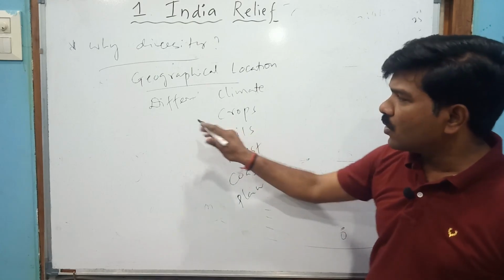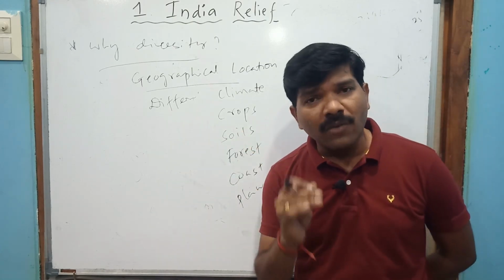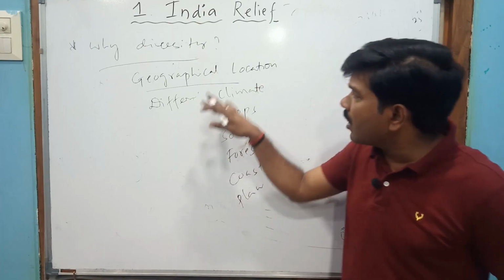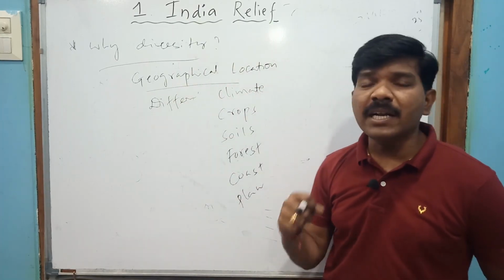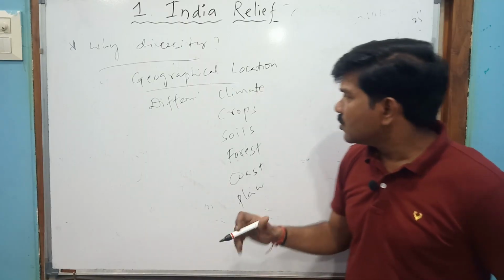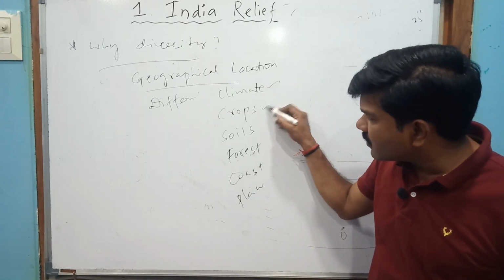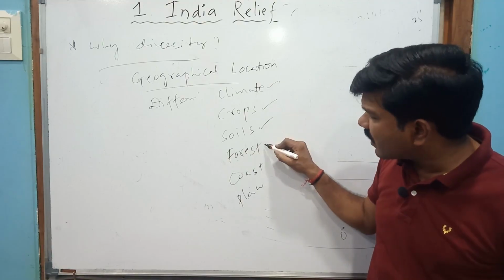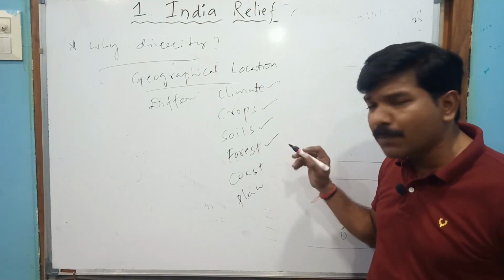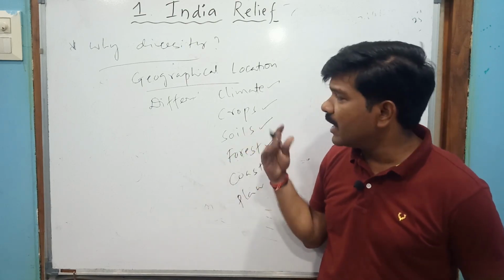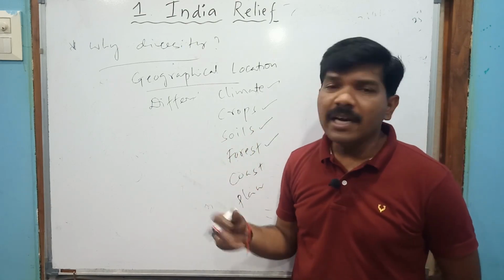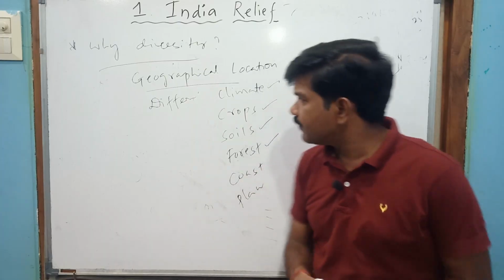So in India, the geographical location made India diverse. There is diversity in climate, crops, soil, forests, coastal plains, and plateaus. These enabled India to become a diverse country.